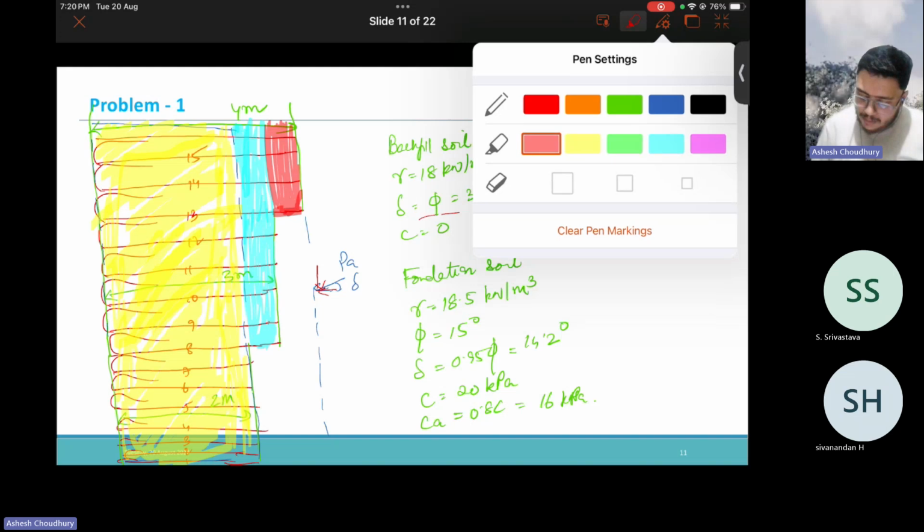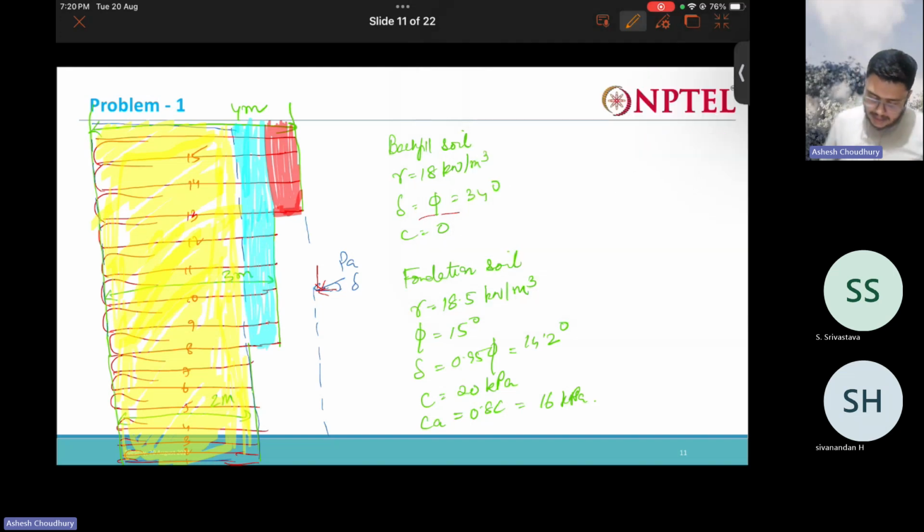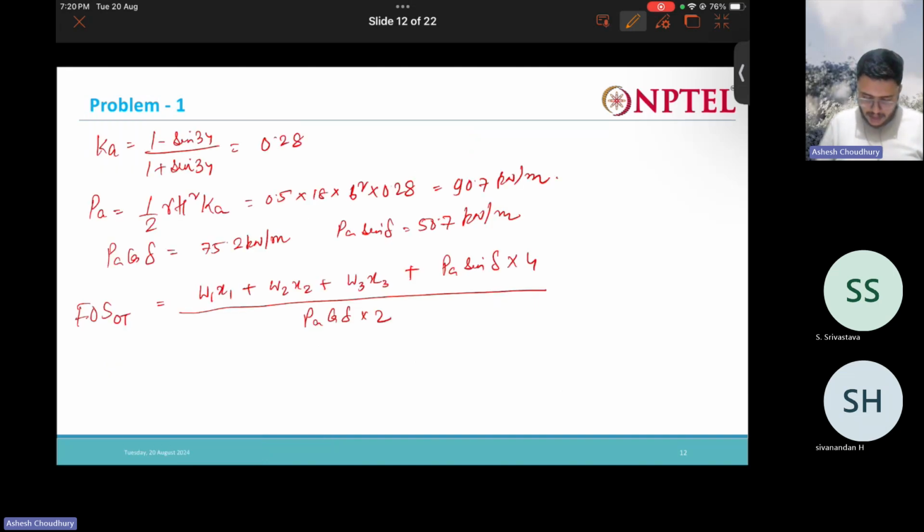Now what are we actually doing? We are taking the moments about this point. So x1 is the distance from here to here, x2 is the distance from here to this point, and x3 is the distance from here to this point. Like this we are doing.